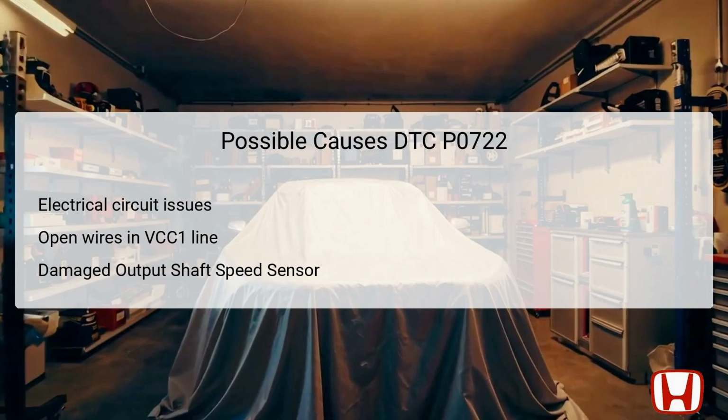Another potential cause could be a malfunction within the output shaft speed sensor itself, whether due to physical damage or internal faults. Identifying which of these issues is present is critical to resolving the DTC effectively.